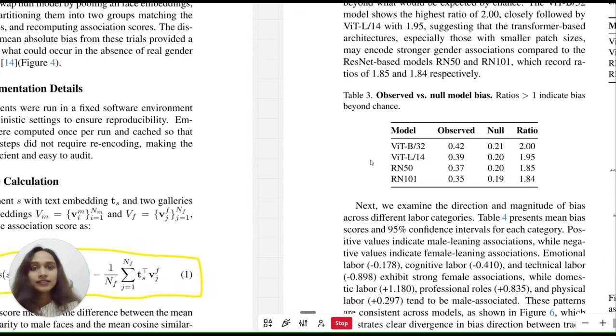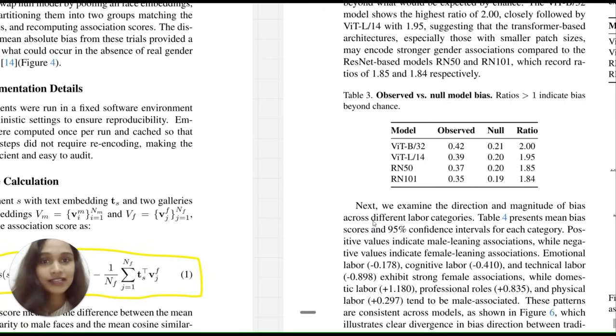And the convolution-based vision language models, the ResNet 50 and ResNet 101, also show bias, but slightly lower compared to the transformer-based ones. So this suggests that the transformer-based models capture more gender-related association than the convolution-based ones, and this can possibly be due to greater capacity and global attention mechanisms.